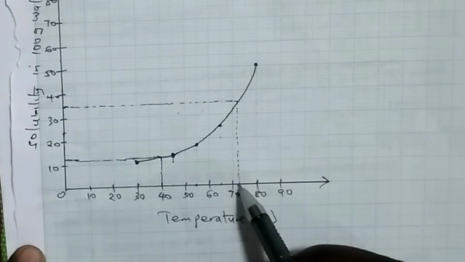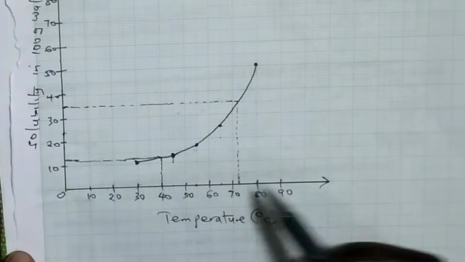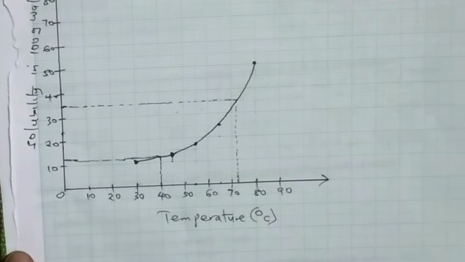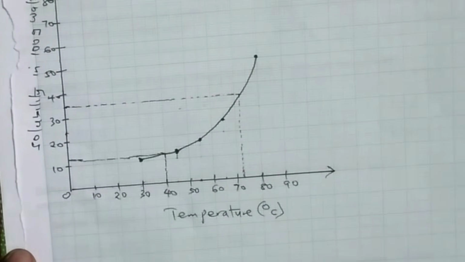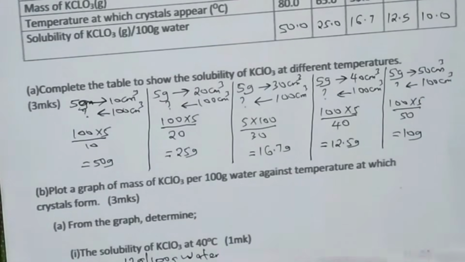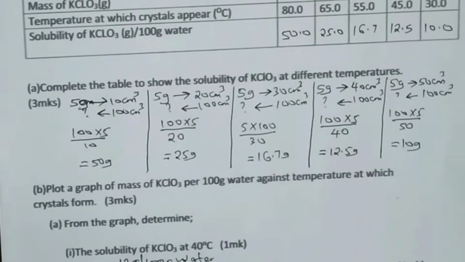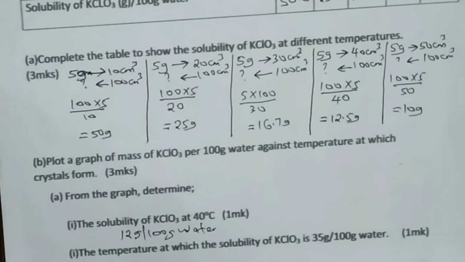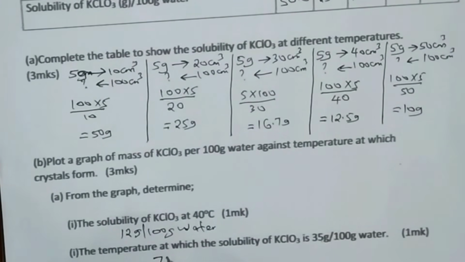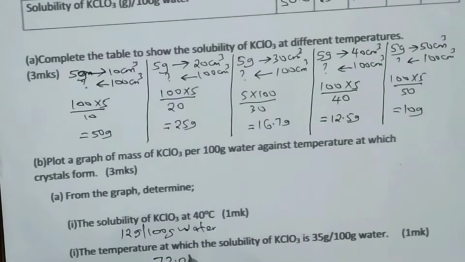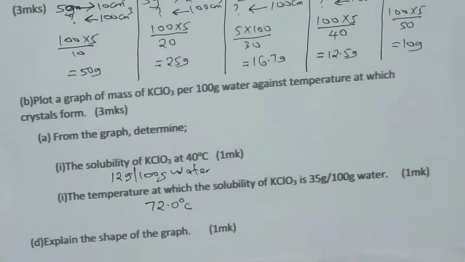So you read off the temperature at this particular point, and the temperature is exactly 72 degrees Celsius. That is according to my graph. So you come here. The temperature at this particular point is going to be 72.0 degrees Celsius. D. Explain the shape of the graph.